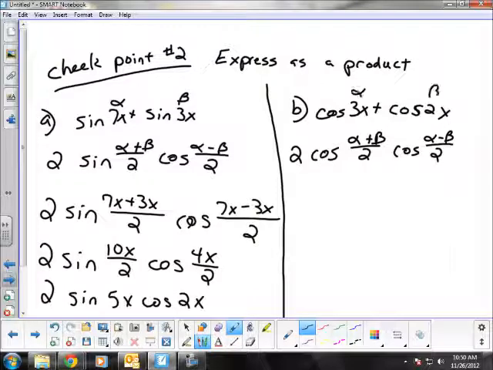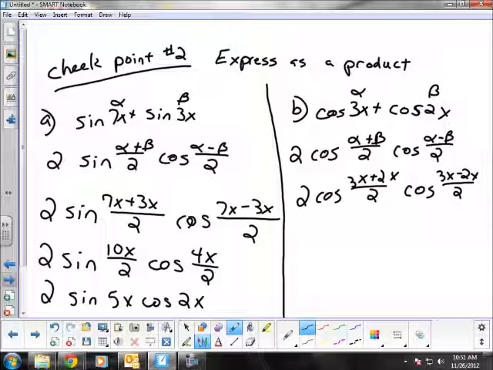This is alpha, this is beta. So I've got 2 times the cosine of 3x plus 2x divided by 2 times the cosine of 3x minus 2x divided by 2. So when I simplify, that gives me 2 times the cosine of 5x divided by 2 times the cosine of 1x divided by 2. And since those don't reduce down into whole numbers, I'm going to leave them just like that. Any questions?